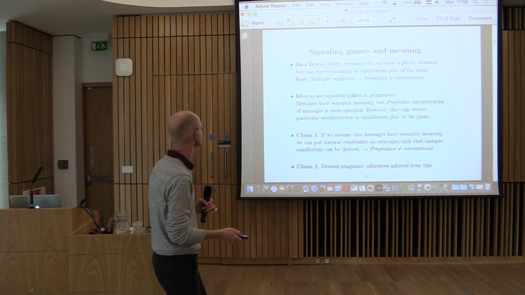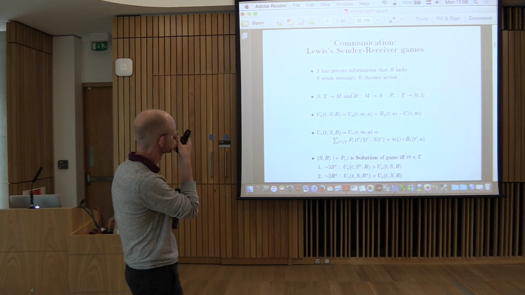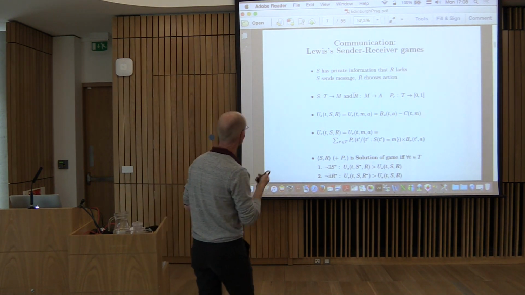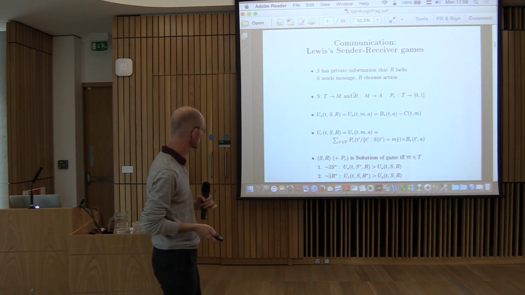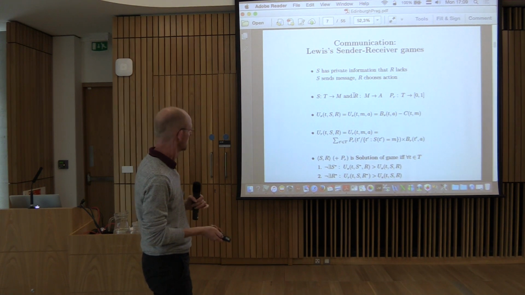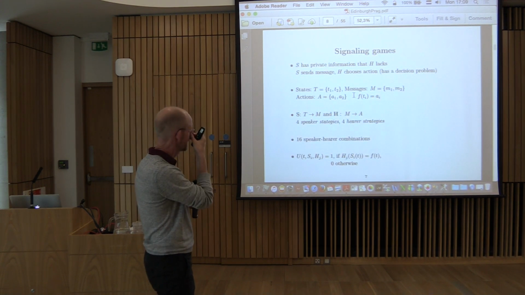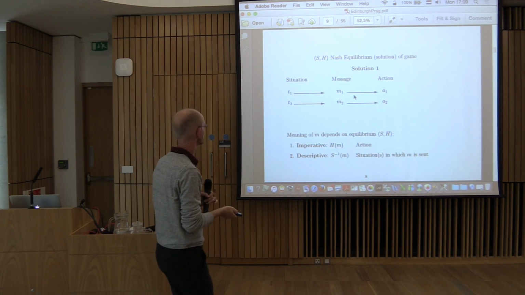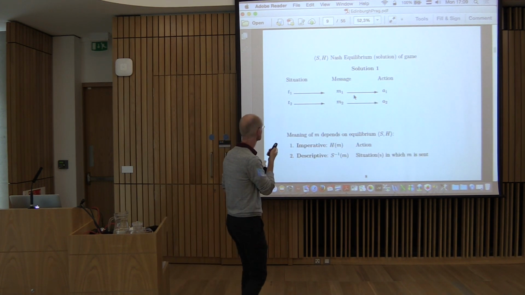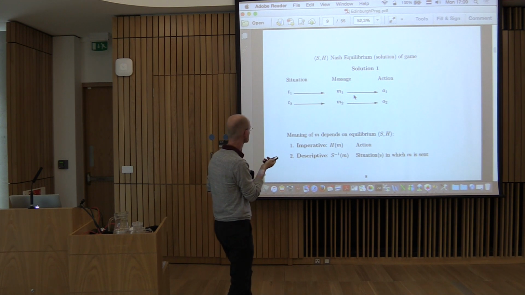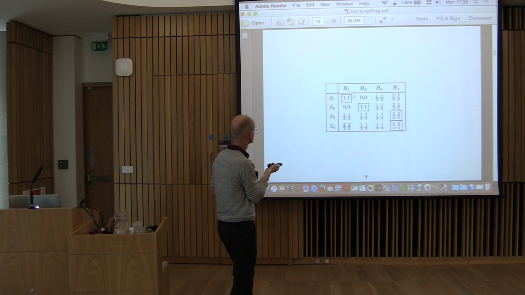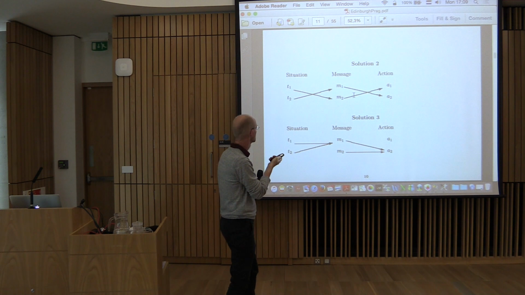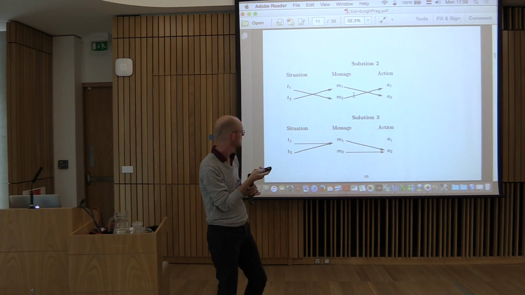Okay, let me just go over that. So, communication: here we have a Lewis sender-receiver game again. I don't want to go into that. This is what we did. So this was a Nash equilibrium. This is one solution, and okay, there are other solutions as well.